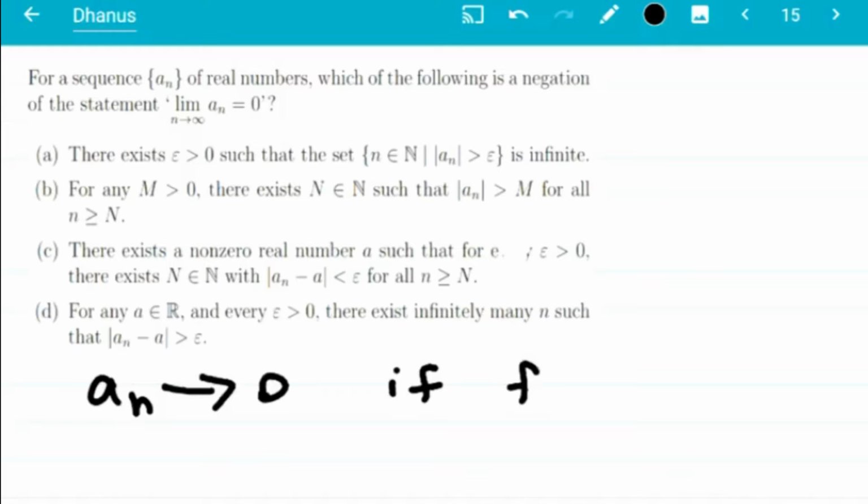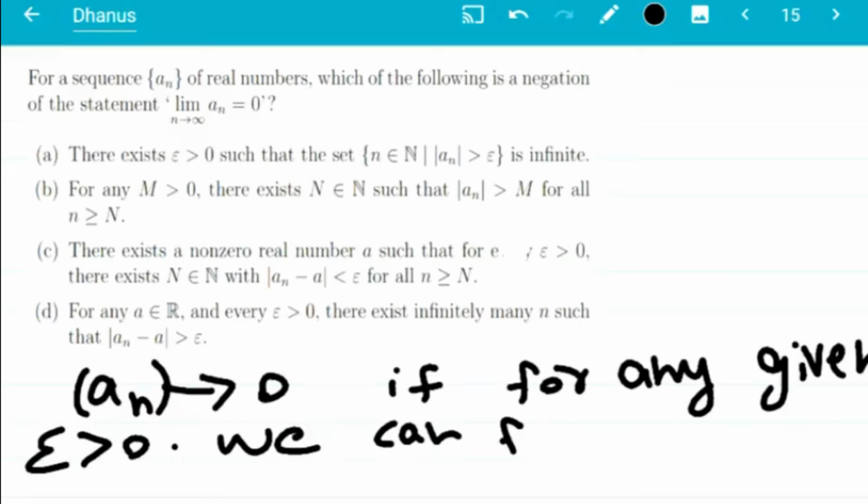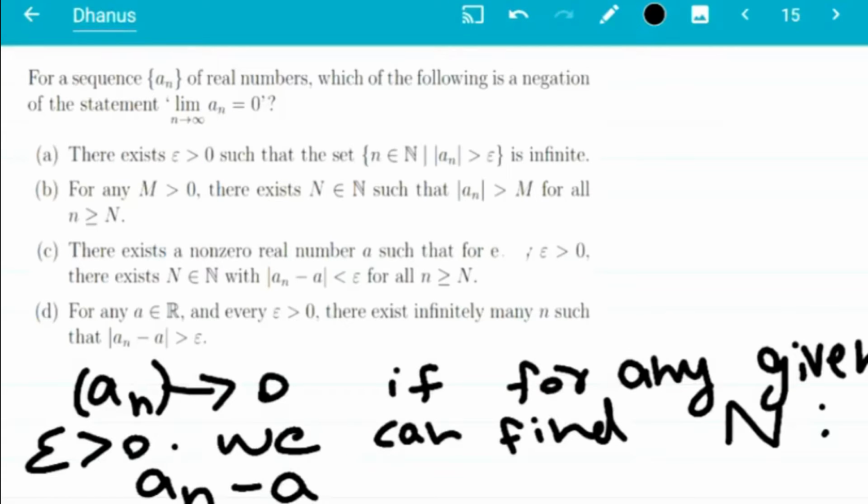for any given epsilon greater than 0, we can find a natural number N such that mod an minus 0 is less than epsilon whenever n is greater than N.